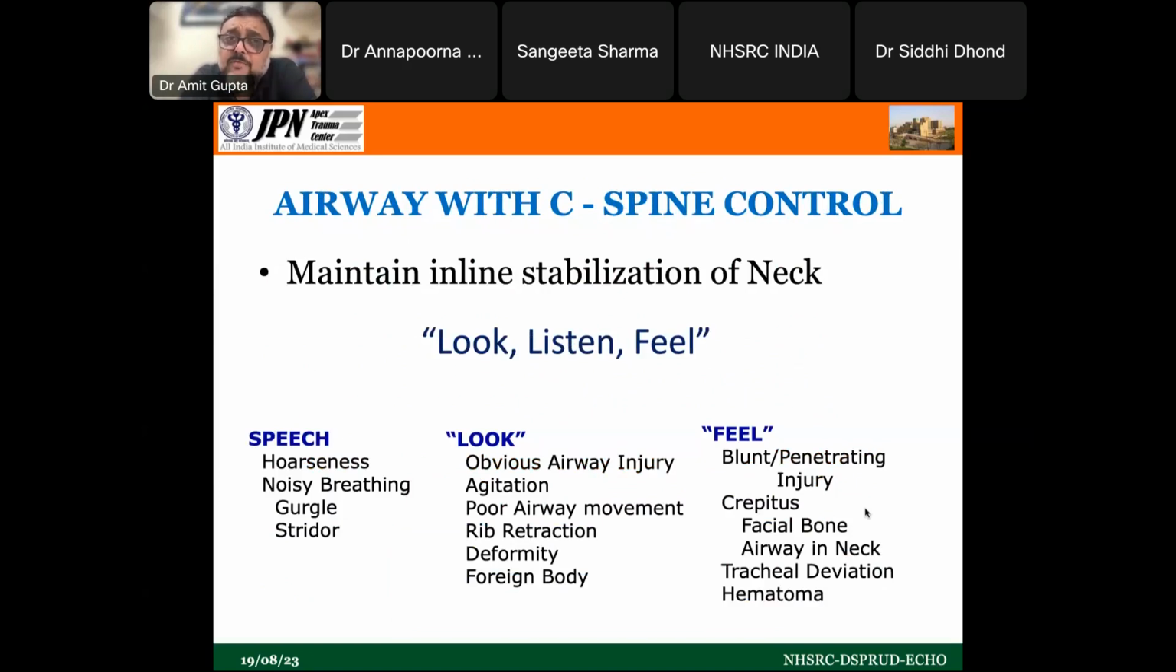Look, listen, and feel for the airway. If his speech is hoarse, if the breathing is noisy, that means he has got some airway compromise. Look at obvious airway injuries to the neck. Look at the other injuries in the upper airway, like facio-maxillary injuries. Also look at the deformity of the areas. And therefore, you need to look, listen, and feel for any crepitus, any facial bone fractures, any airway problem in the neck. And therefore, you try to find out whether or not this patient is having an airway issue or not.